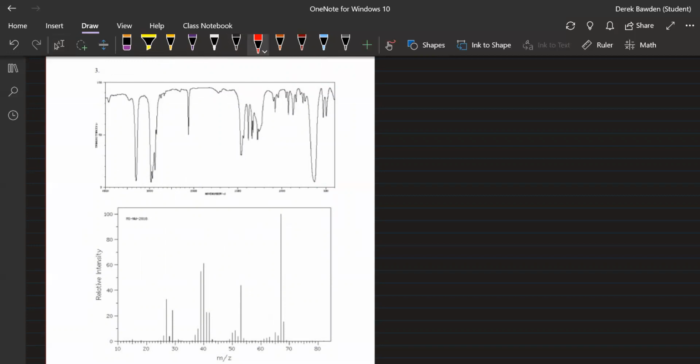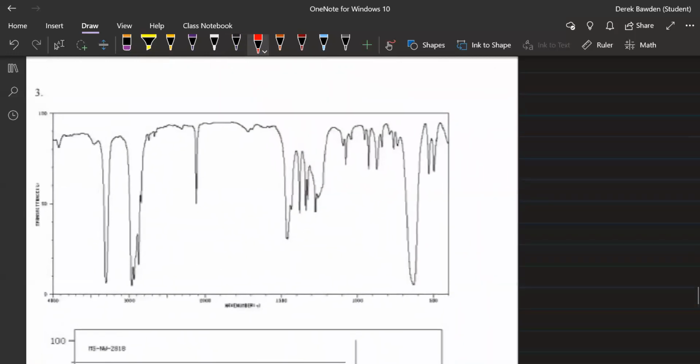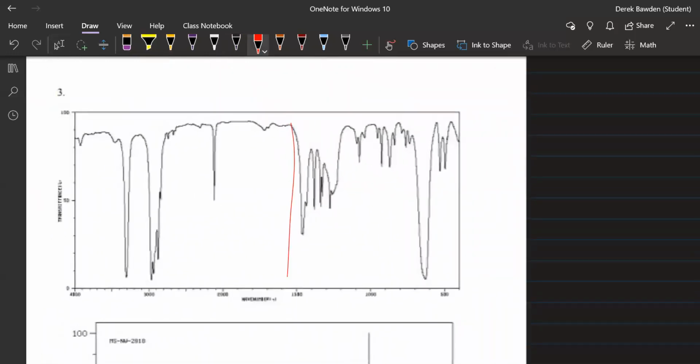All right, let me zoom in on this. All right, here's our fingerprint region. What is this right here? It's a little over 2,000. Does anyone remember? I don't blame you. It's a new topic that you guys have been going over the last couple of days, but we've got to get ready for Thursday.